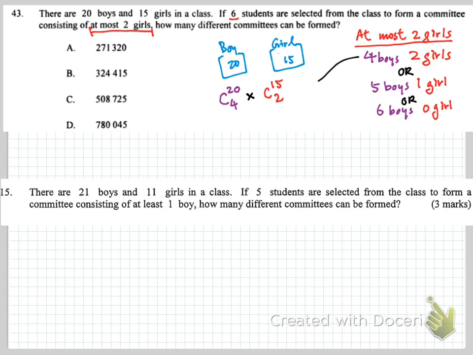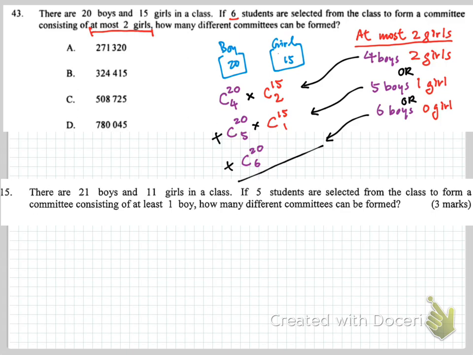So that is the 4 boy, 2 girl situation. At the same time, we have the 5 boy, 1 girl. 5 boy is 20C5, and the 1 girl is 15C1. Once again, we multiply together. And lastly, we have the 6 boy, no girl situation. 6 boy will be 20C6. We don't have to choose a girl because it is 0 girl, the all boy combination. Now, among these, we add them together. This is the answer.